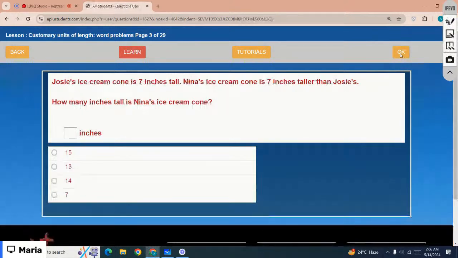Josie's ice cream cone is 7 inches tall. Nina's ice cream cone is 7 inches taller than Josie's. How many inches tall is Nina's ice cream cone? So, which is the correct option?